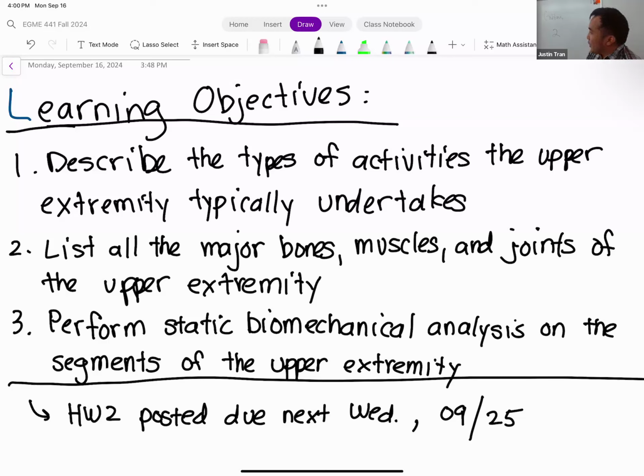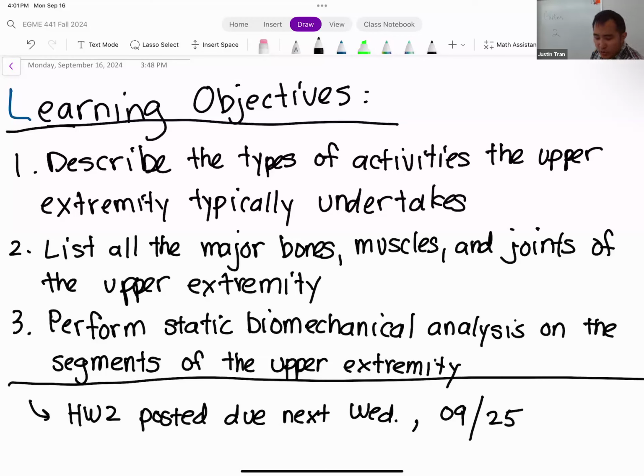Okay, so the plan for today. We're done with the more background information. Today we're starting with the real biomechanics stuff. We're actually going to be doing calculations today, so that's exciting. We're starting with the upper extremity.